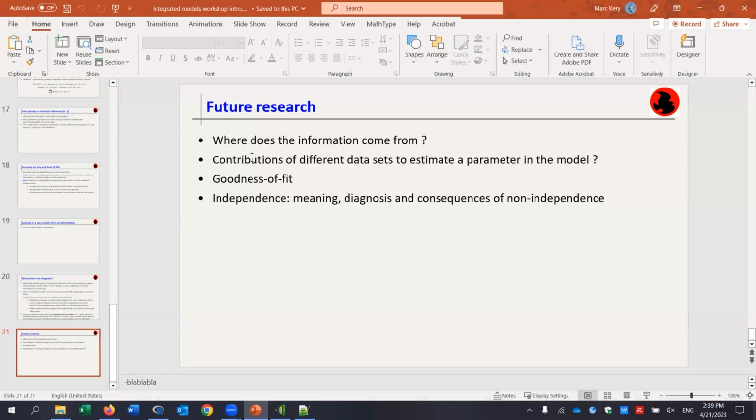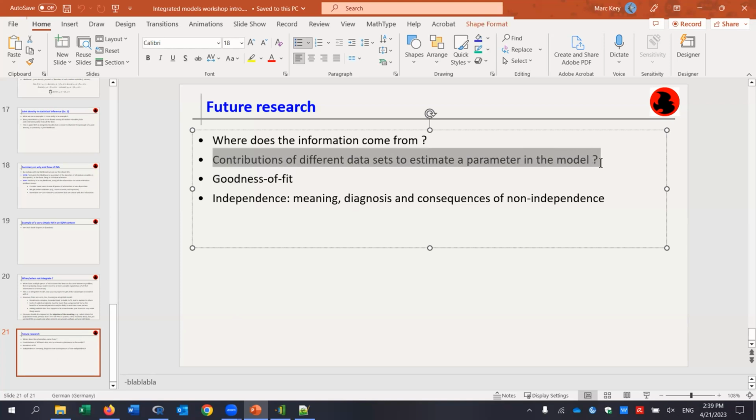Well, actually, this is really the same thing: contributions of different data sets to estimating parameters in the model. Then the good old goodness of fit. There are some things; I think Besbeas and Morgan have some sort of parametric bootstrap for likelihood inference, and with Bayes you can do posterior predictive checks, but goodness of fit in general is an under-researched topic in all of these complex models that we do, and it's also a very challenging thing.